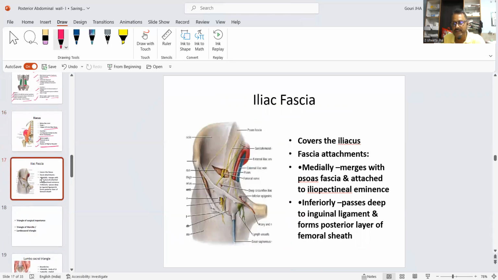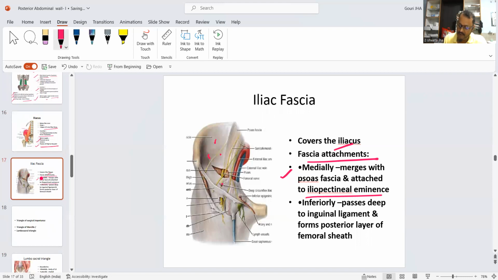Now coming to the iliac fossa, we have seen the psoas fossa, so we will see the iliacus fossa. This covers the iliacus muscle. See, this one is the fossa attachment. This one is all the fossa over here. Medially, it will merge with the psoas fossa and attach to the iliopectineal eminence. This is the iliopectineal eminence, so after merging with the psoas fossa, it will come to attach to the iliopectineal eminence.